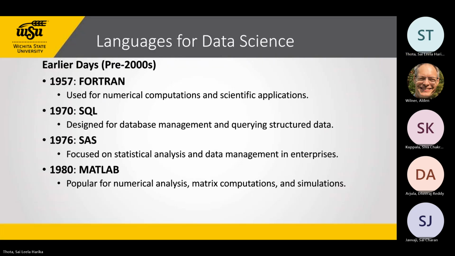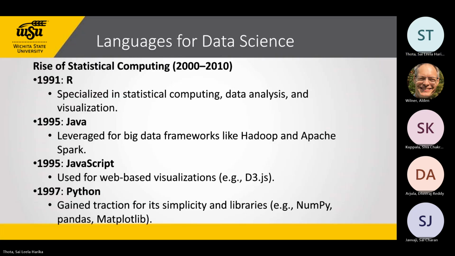And next, languages for data science. Okay, this is just the history part, like whatever languages were present before 2000. And coming to statistical computing, yes. Here there is one language that is very important to know, which is R. We all know about Java, JavaScript, Python. We are already discussing them, but R is very useful, which is related to the statistical part.